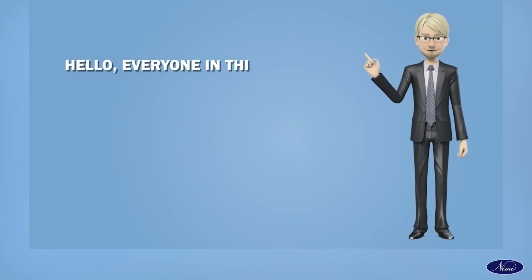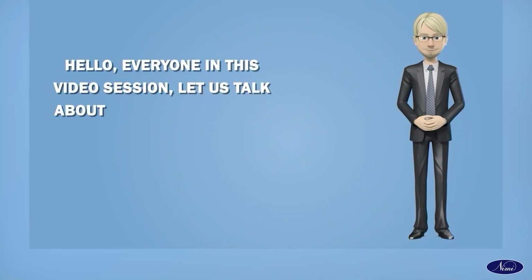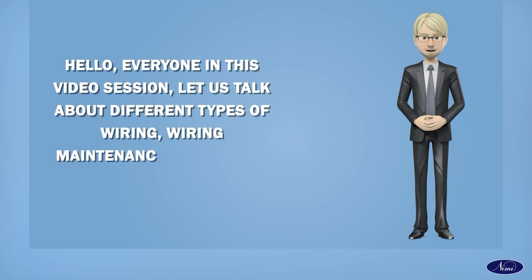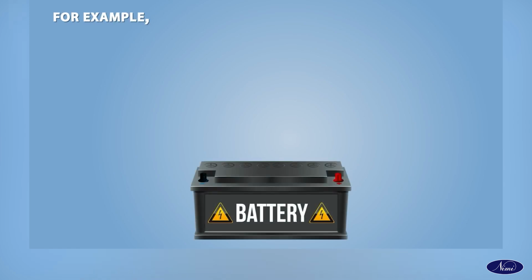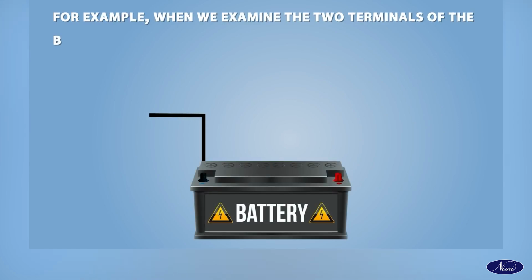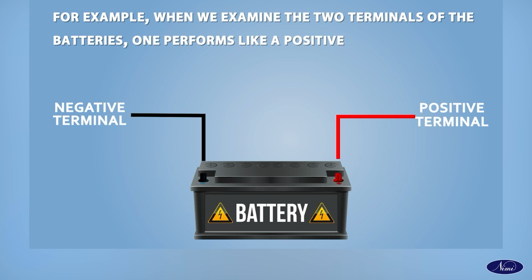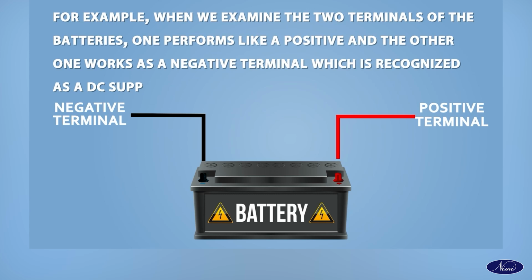Hello everyone, in this video, let us talk about different types of wiring, wiring maintenance and wiring repairs. For example, when we examine the two terminals of a battery, one performs like a positive and the other works as a negative terminal, which is recognized as a DC supply.